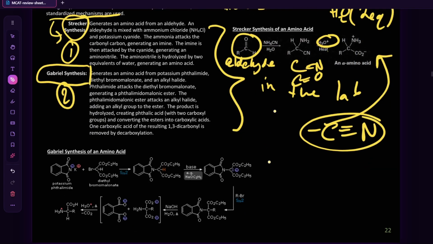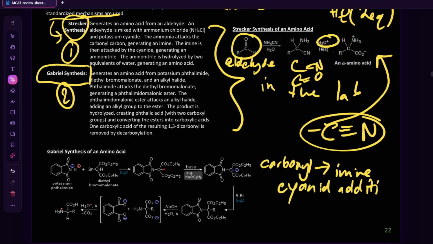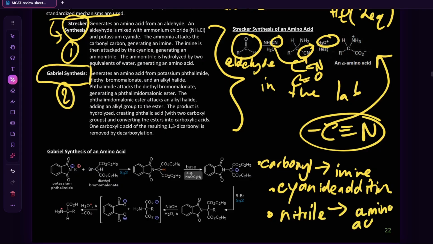These three familiar reactions should be: carbonyl to imine, then the cyanide addition. That's how the cyanide gets added there. And then you have the nitrile to the amino acid, finally. So that's basically what's happening there.